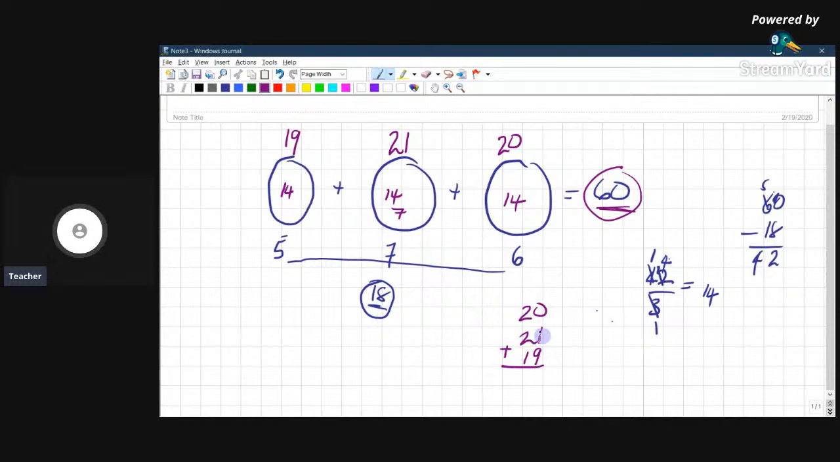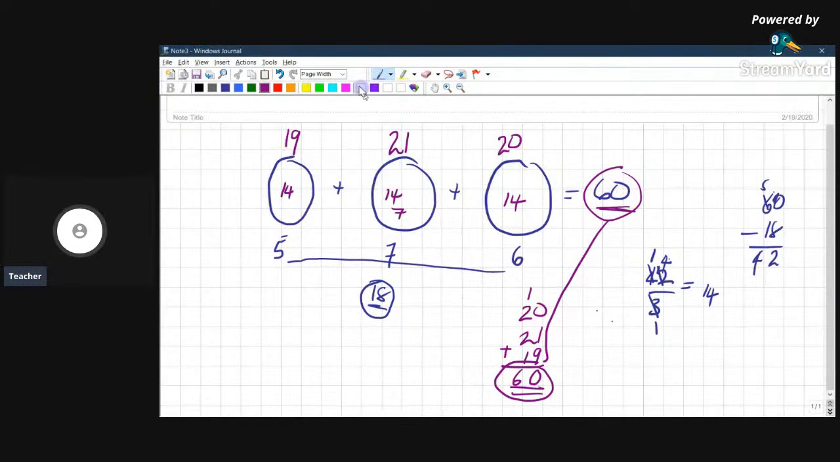So 9 and 1 would be 10. I'm going to write 0 and I'm going to carry 1. And then I have 1 and 2 being 3, 3 and 2 being 5, 5 and 1 being 6. So after all is said and done, I get back the 60, right? So then I know that these would be correct.